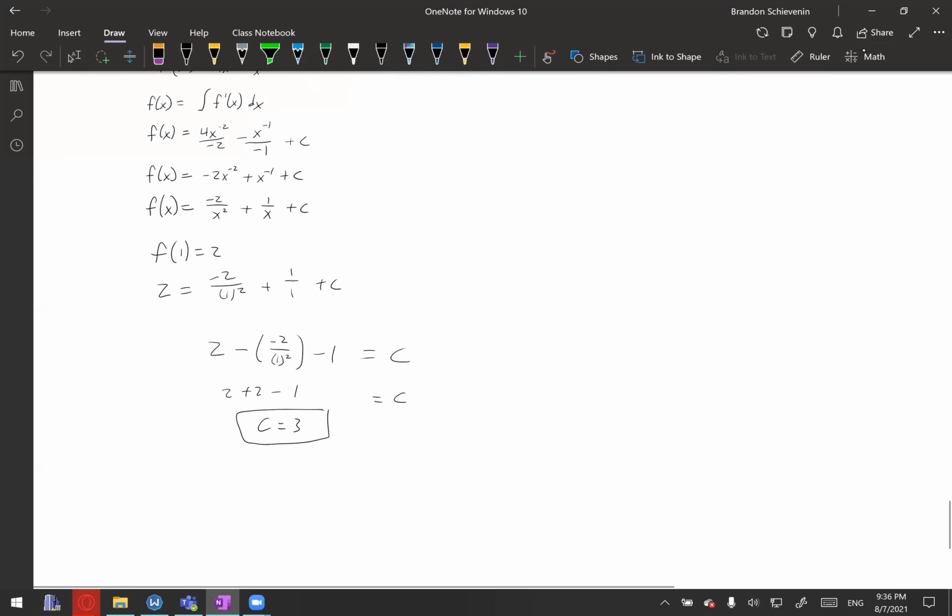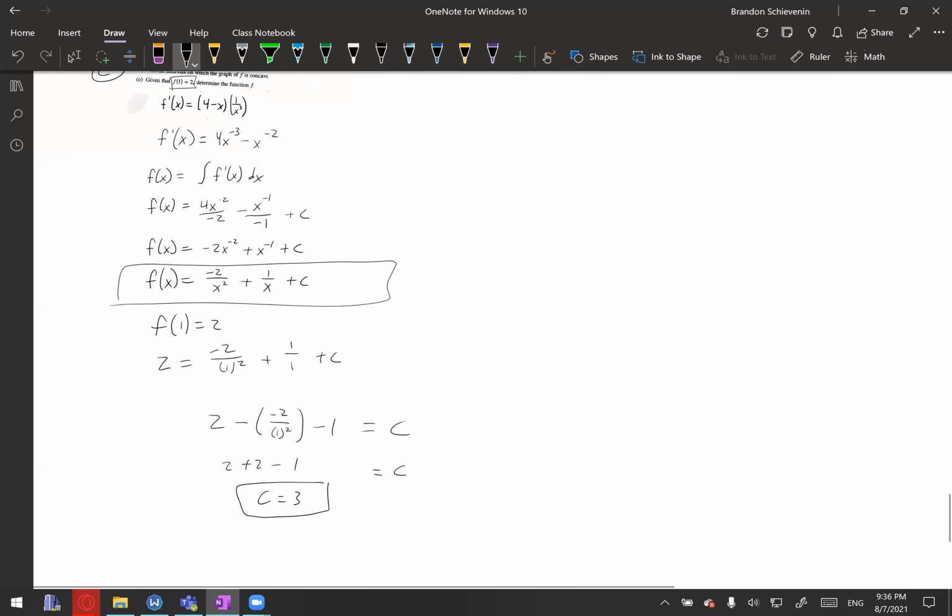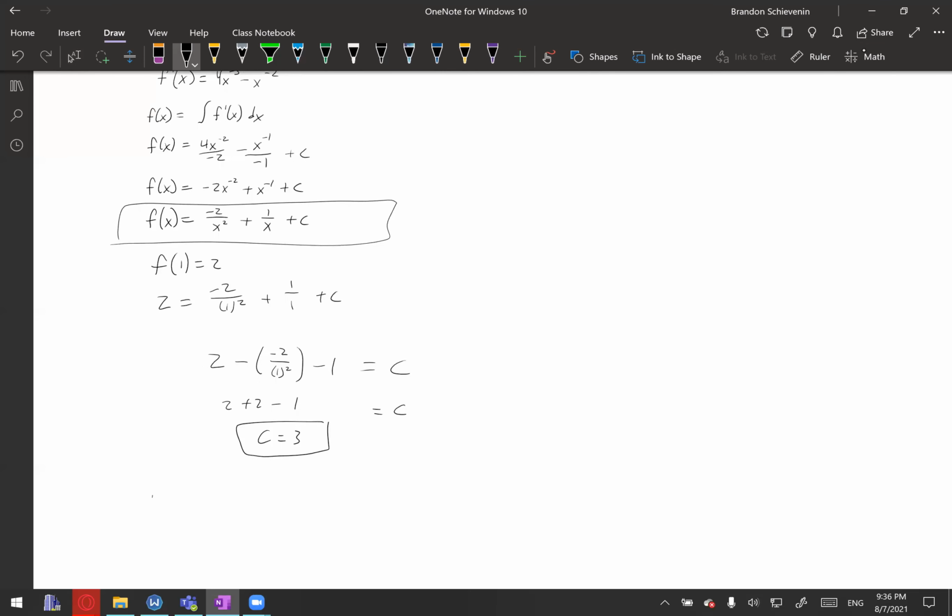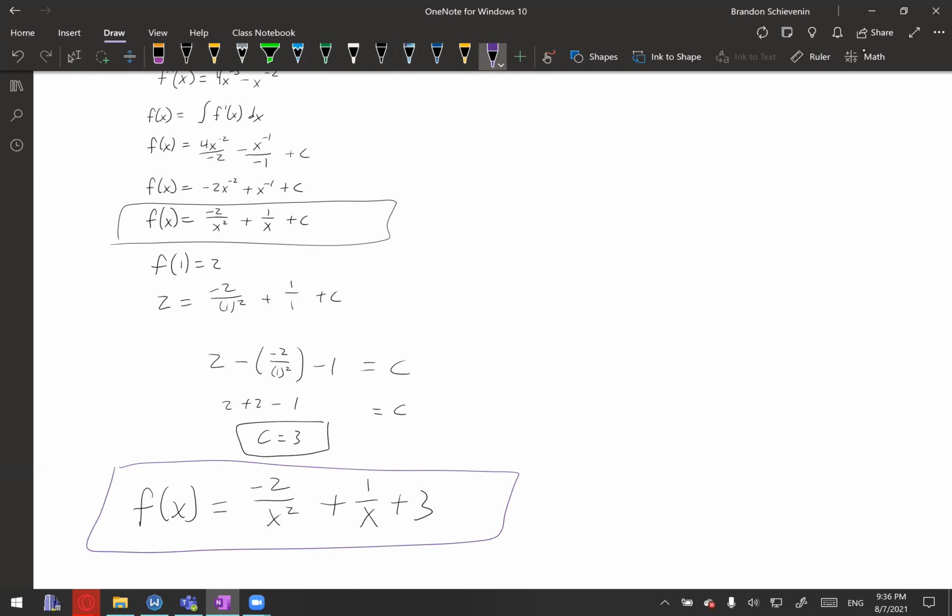Okay, so C is 3, and then I can go back into our general equation, plug in C equals 3, and then I'll have a particular solution. So f of x is equal to negative 2 over x squared plus 1 over x plus 3. Any questions on what we did?